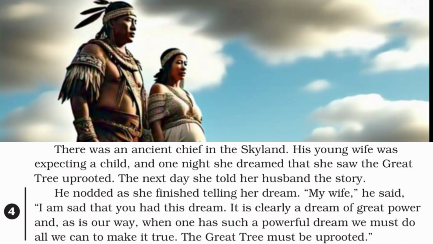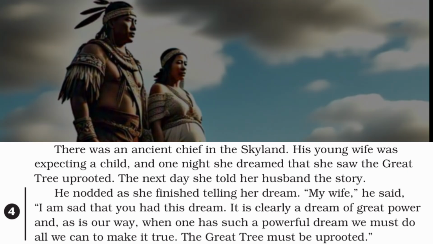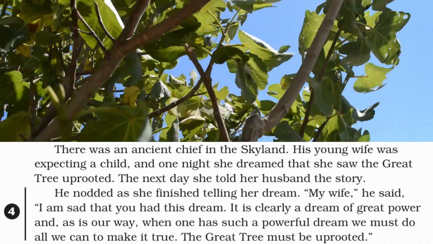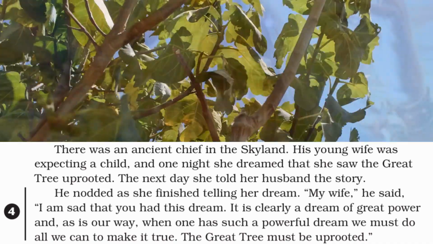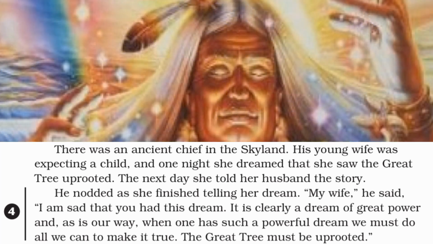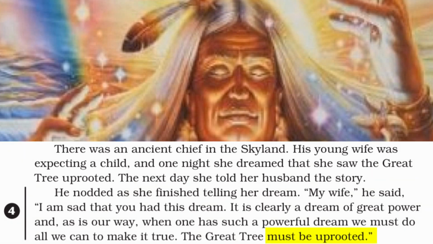There was an ancient chief in the skyland. His young wife was expecting a child, and one night she dreamed that she saw the great tree uprooted. The next day she told her husband the story. He nodded as she finished telling her dream. "My wife," he said, "I am sad that you have had this dream. It is clearly a dream of great power, and as is our way, when one has such a powerful dream, we must do all that we can to make it true. The great tree must be uprooted."